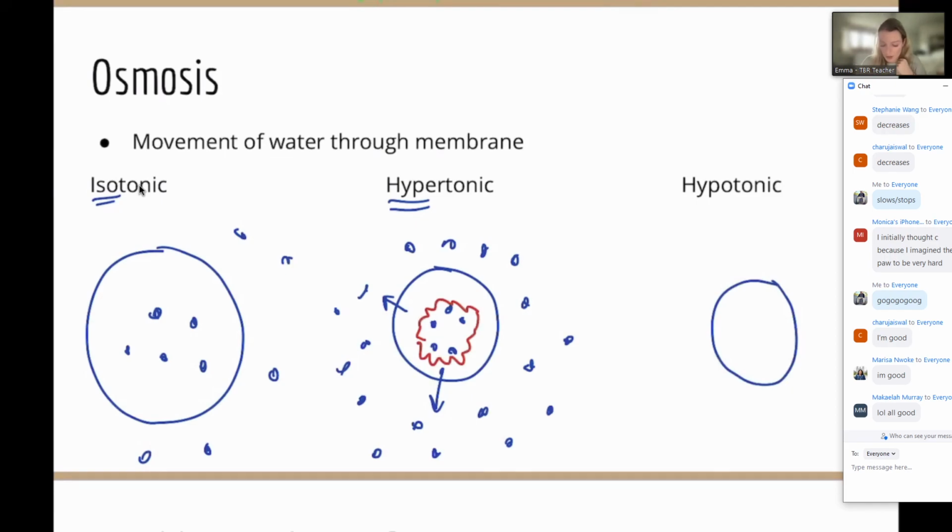That's going to be a hypertonic. So we talk about the water moving out, and that's going to be a hypertonic solution compared to hypotonic, which, as you could probably predict, is going to be the opposite.